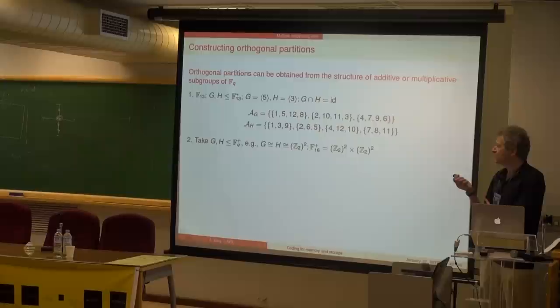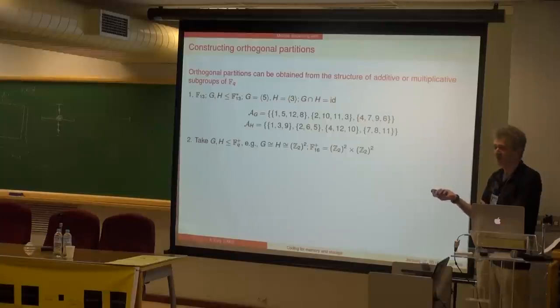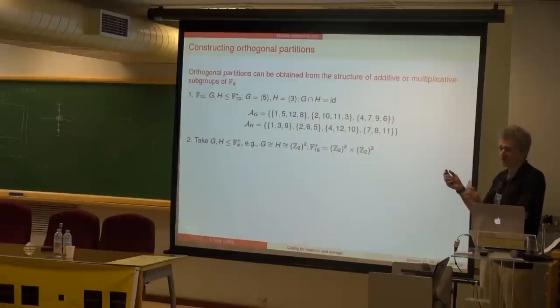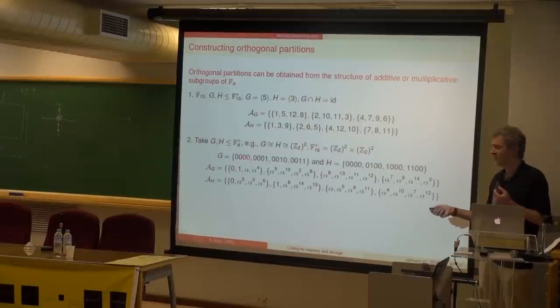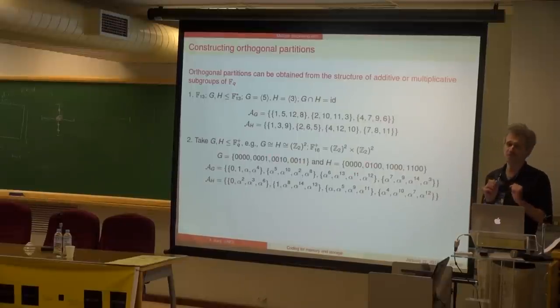Let us take the additive group, F13 plus, or F16. F13 is not interesting, so let's take F16. F16 is Z2 squared cross Z2 squared, right? There are two copies of Z2 squared. Let us take two subgroups, G and H, each of them being Z2 squared. So this is G. I'm now switching to the vector notation, and so we have Z2 squared in the last two coordinates, and for H we have Z2 squared in the first two coordinates.